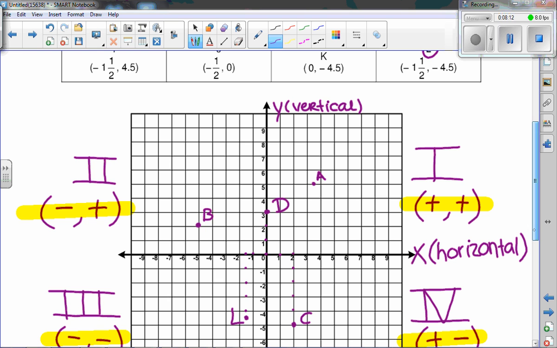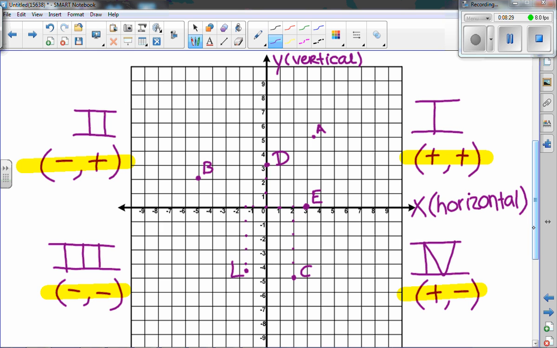Okay, let's go ahead and do letter E. E is 3, 0. So we want to go right 3. And it tells us to not go up or down, so it's going to be on the x-axis, and we'll label that one E. Now I want you to complete the rest of these on your own. You have F, G, H, I, J, and K. Please complete those on your own.